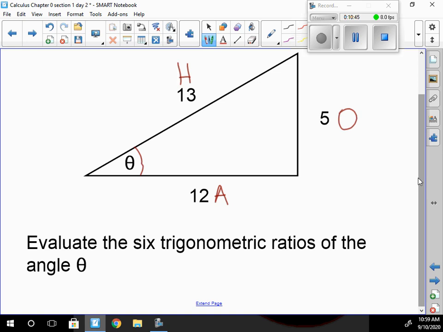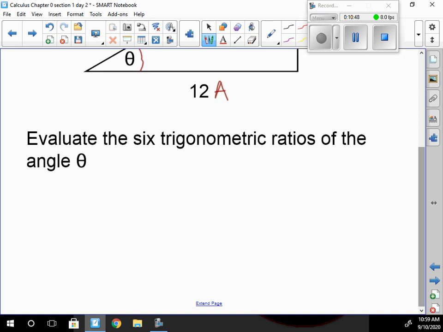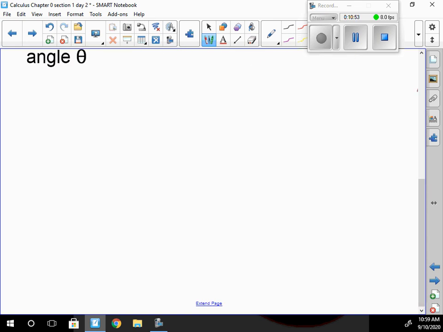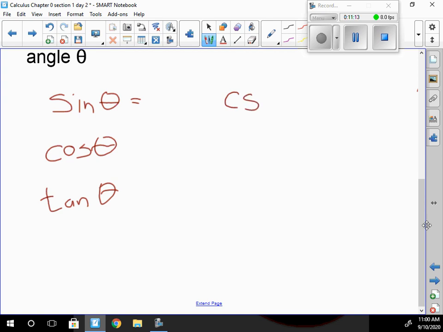So now that we're looking at theta, let's start with our 6 trig functions: sine theta, cosine theta, tangent theta, and I have to do my opposites. Cosecant theta, secant theta, and cotangent theta. Almost got me.